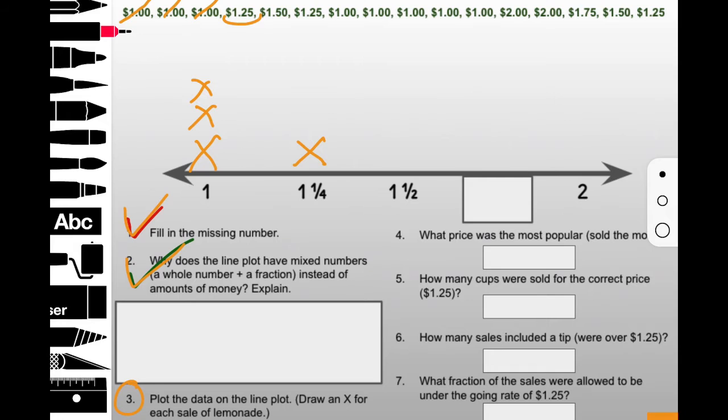That's 1.25, which is 1 1/4. Here's 1.50. 1.50 is 1 1/2, so I'm going to put an X here. 1.25, another X over here. $1 again, put an X here. Do you see how this works? You just go methodically through and cross out, put an X. Cross out, put an X.